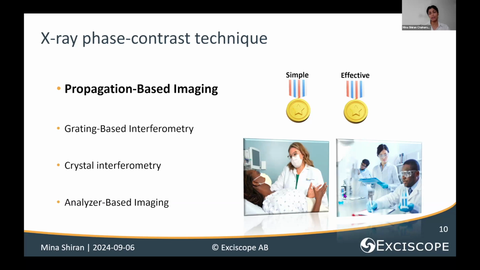The simplest and most effective one is propagation-based imaging, which doesn't involve a lot of complicated optical components, for example, gratings or crystals, as is necessary for other techniques like grating-based interferometry or analyzer-based imaging. And that makes this system quite cost effective and accessible for different applications ranging from biomedical to research.